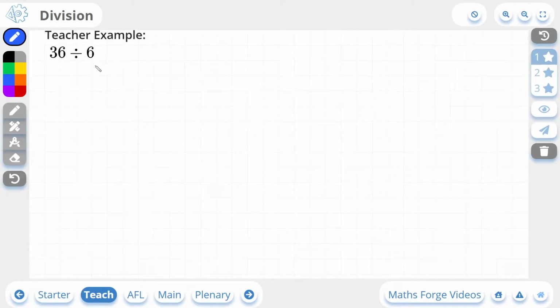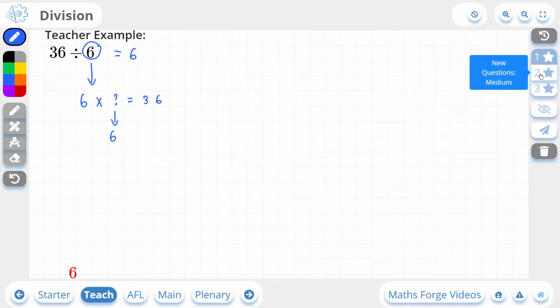We'll do one more very quickly. 36 divided by 6. So the 6 here. What do I have to multiply to the 6 to get 36? So 6 multiplied by a number gives us 36. Well, that number is 6. So our answer should be 6. And if we just check it, there it is. So again, knowing your times tables really well helps to answer these questions.